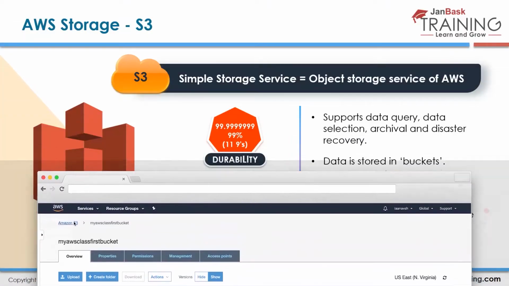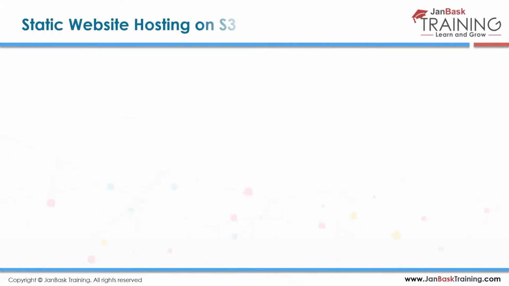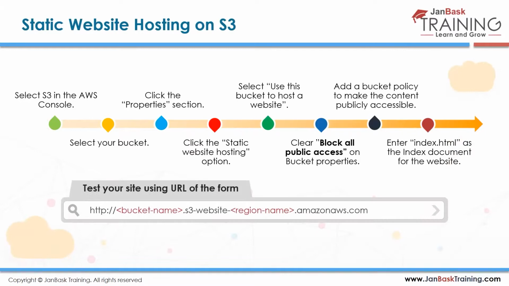What's the versioning all about? Now, there is a very good use case, where you can host a static website on S3. When you want to host a website, traditionally you need a server. But S3 provides a functionality where you can host a website on S3 without using a server. So what you have to do is just select S3, select your bucket, click on properties and click on the static website hosting option. So let's do that right now.